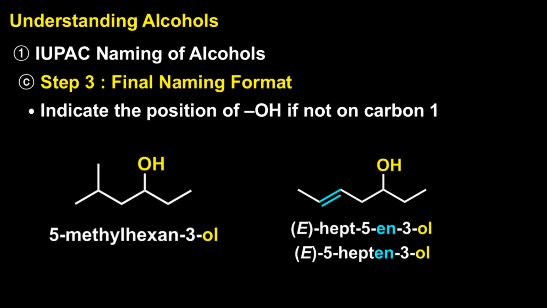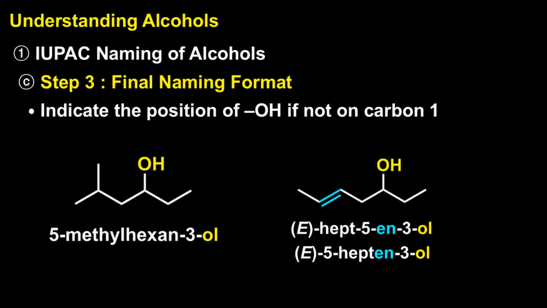All right, now we're at the final step, putting the name together. Here's the main idea. If the hydroxyl group isn't on carbon 1, we need to show exactly where it is by adding a number in the name. So let's look at an example. We've got a 6-carbon chain, a methyl group on carbon 5, and the OH group is on carbon 3. So we name it 5-methylhexan-3-ol.